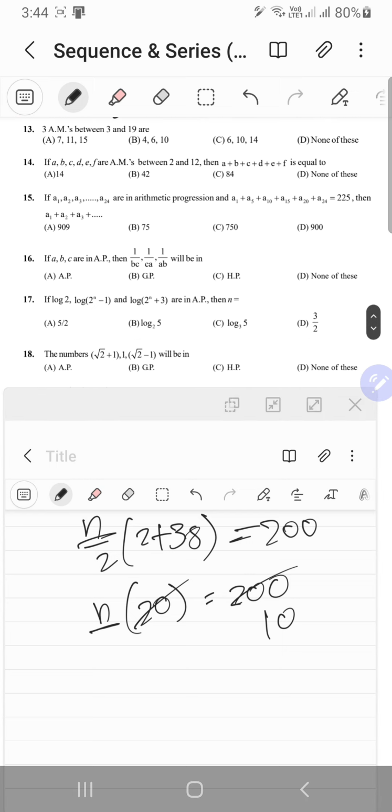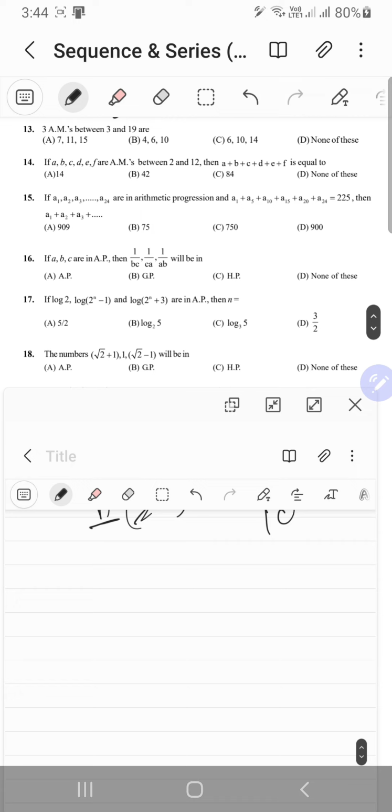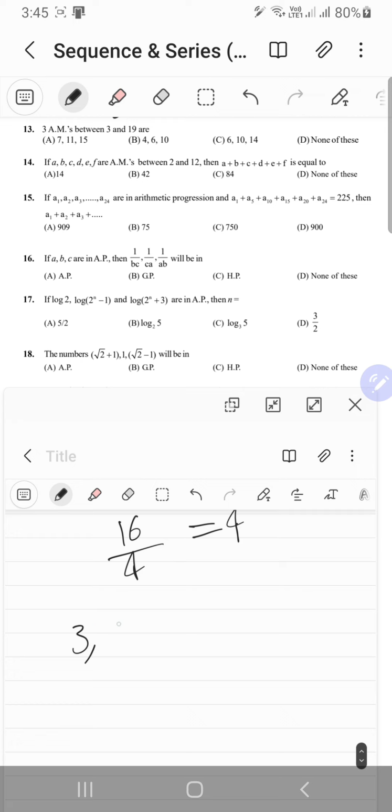3 AMs between 3 and 19 are, okay, fine. What's the difference? 19 minus 3 is 16, I think, upon 4. 3 plus 1, because there's 4 jumps, right? That would be 4. So it's 3, 7, 11, 15 and then 19. So these are the 3 AMs: 7, 11, 15.